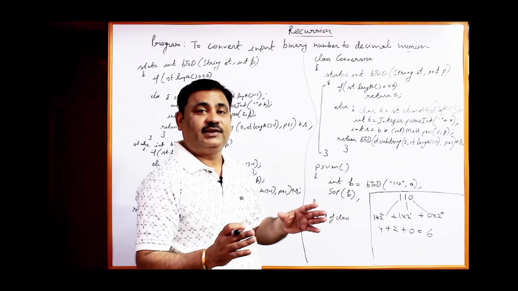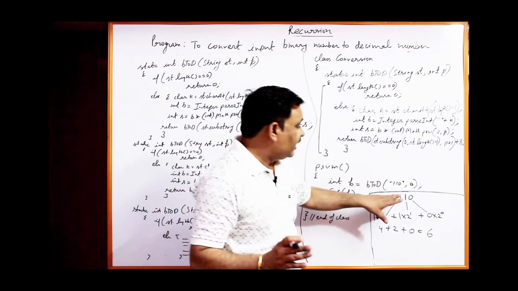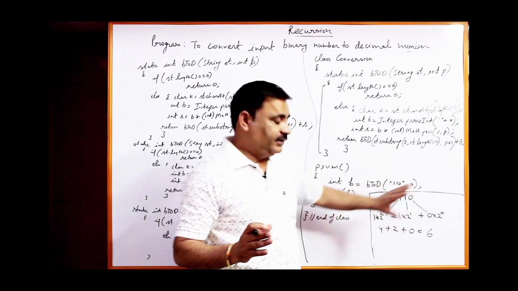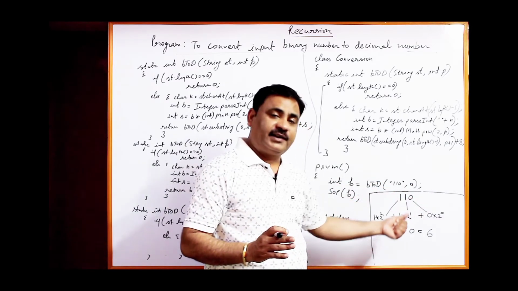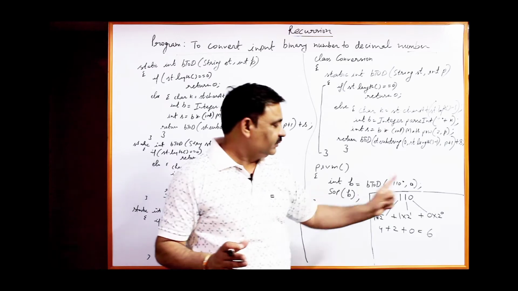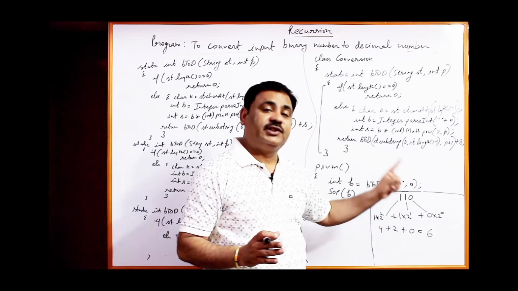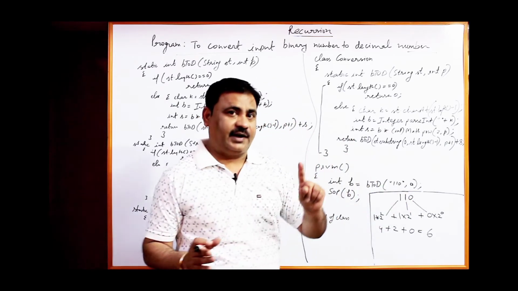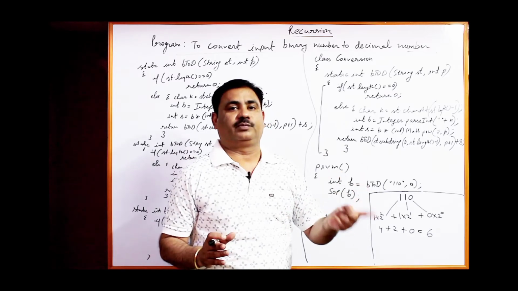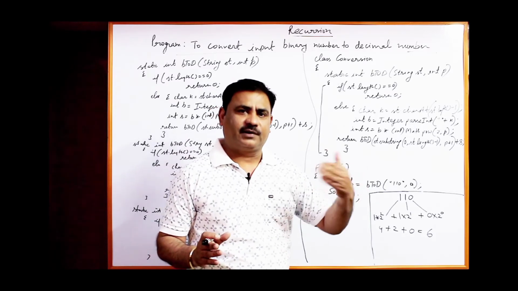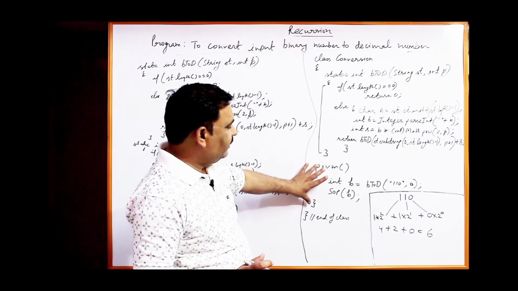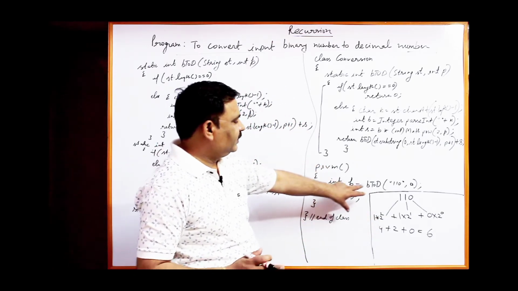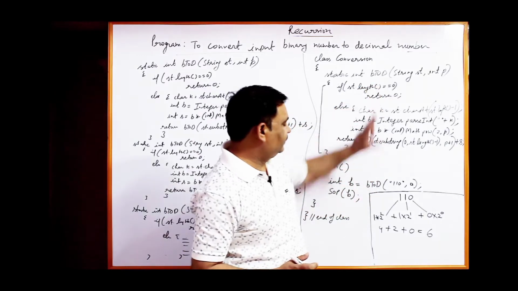So length can be of any number. That's why we will extract one digit at a time using the charAt function. We will convert this digit into a number and then multiply by 2 raised to power p. P means power 0, 1, 2. That's why when we call from the main function, the name is b2d.